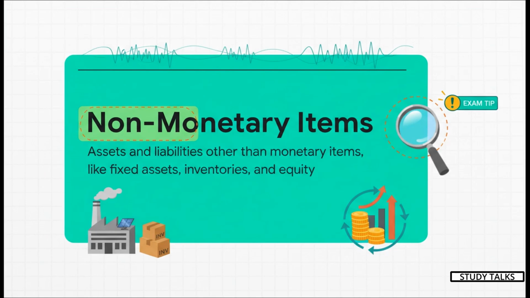And non-monetary items? Well, they're basically everything else. Their value isn't fixed. It's a bit squishy. It can change. Think about your inventory or a fixed asset. How much cash is it worth? You don't really know for sure until you sell it. Same thing with investments in shares. Their value goes up and down with the market.